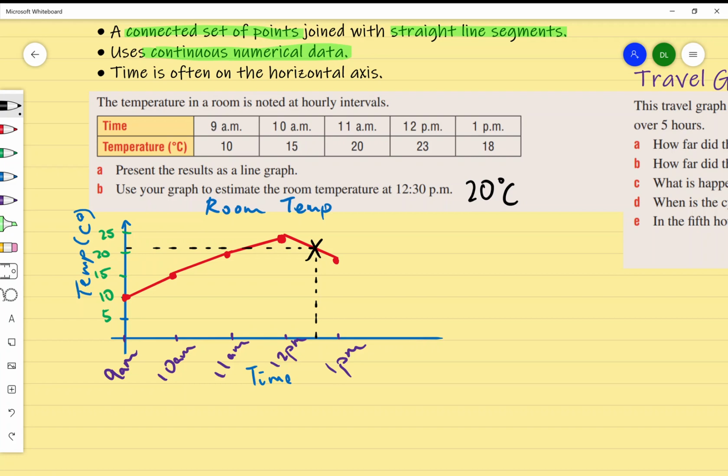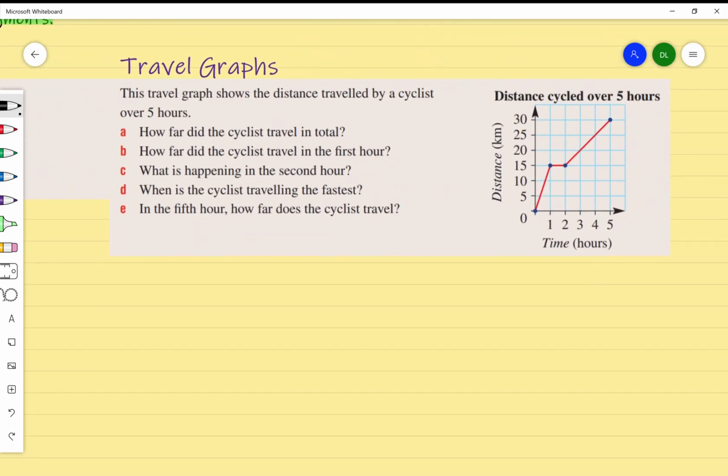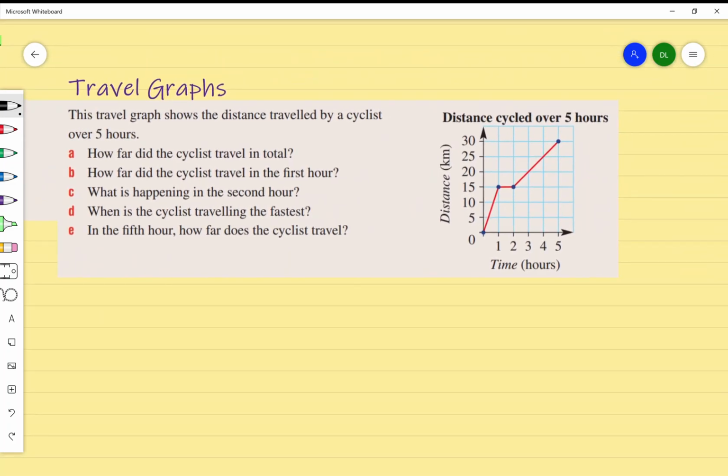Hopefully that makes sense. We're going to be looking at something else called a travel graph, which is just a specific type of line graph. Basically, it's just a line graph in application. Now, if you need to go back and watch that section there to copy down the notes, please do so by pausing the video and copying down those notes.